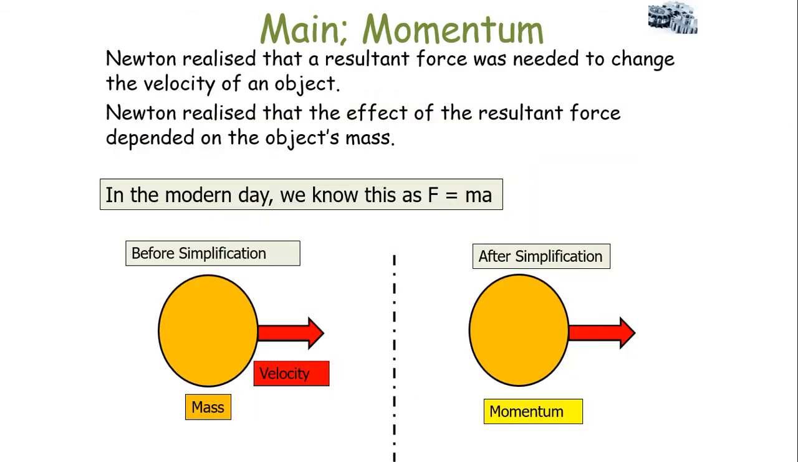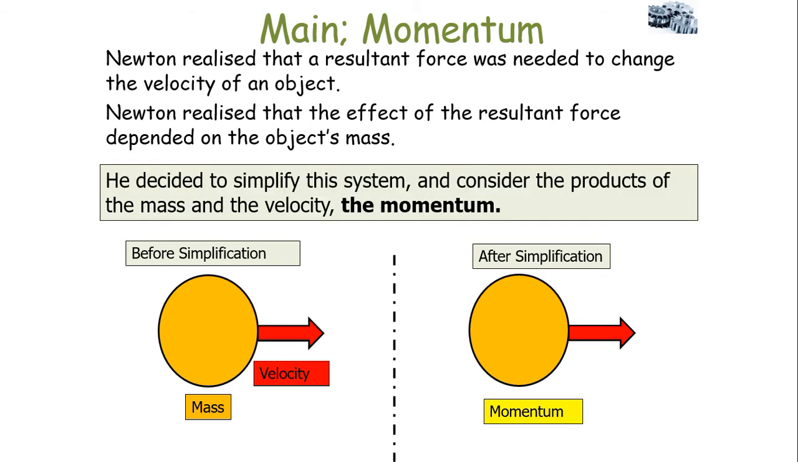Now, Newton realised in his laws of motion that a resultant force was needed to change the velocity of an object, but he also realised that the effect of the resultant force was dependent on the object's mass. So in the modern day, we simplify this to F equals ma. But Newton thought to himself that because the velocity and the mass both affect the resultant force required, it was a bit challenging for people to understand. So he simplified these terms of mass and velocity to combine them into one super quantity, one combined quantity, which he named momentum. So he decided to simplify the system and consider the products of mass and velocity the momentum of the object.